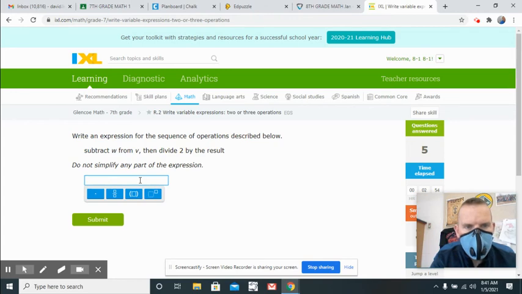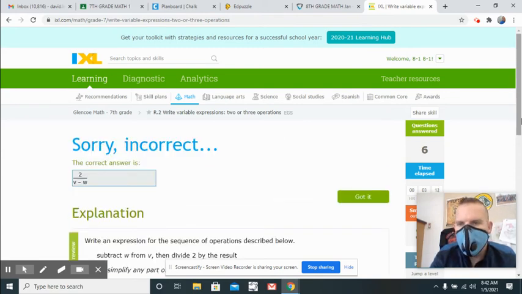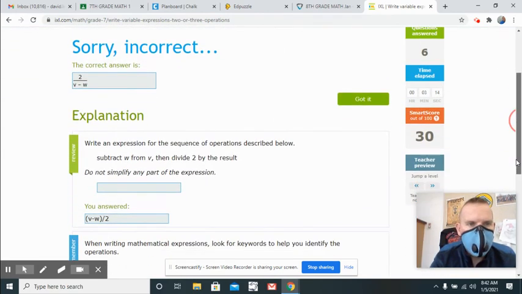Subtract w from v. So it has to be v minus w. Order matters. Then you're going to divide that result. So you need to use parentheses. Show that result divided by 2. Again, if you get it wrong, come up here and look and say, what did I do wrong? Well, it says subtract w from v. Did we do that? Sure we did. And then it says then divide that result by 2.